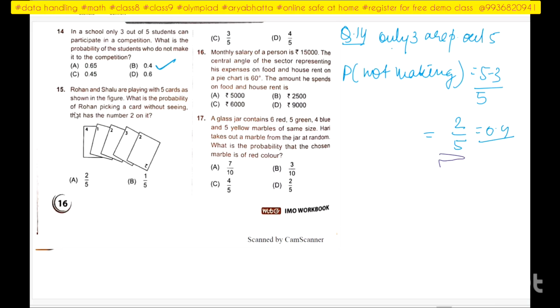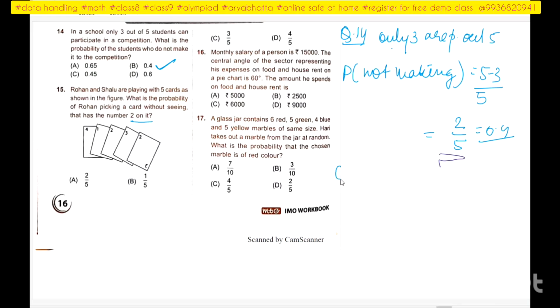Okay, next, Rohan and Shalu are playing with 5 cards as shown in the figure. What is the probability of Rohan picking a card without seeing that has the number 2 on it? They are saying number 2 on it. How can we see the cards? 4, 1, 2, 3, 2.